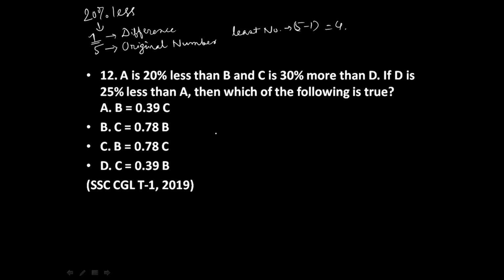Then it says C is 30% more than D. Okay, let's see. We have to form ratios here, A is to B is to C is to D. So here you have already got A is to B. What is it? It is 4 is to 5.